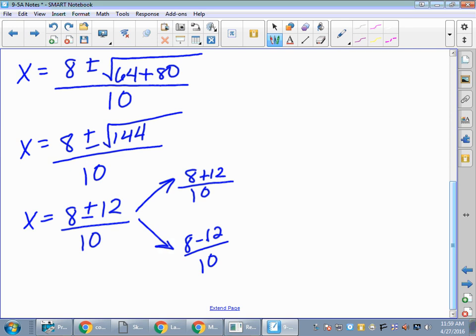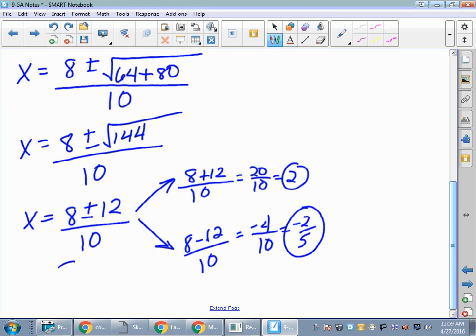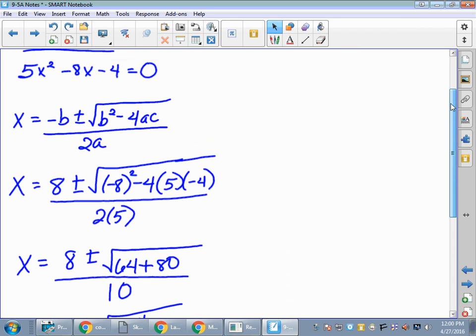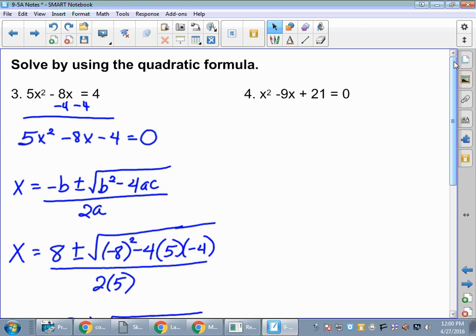8 plus 12 is 20. 20 divided by 10 is 2. 8 minus 12 is negative 4. Negative 4 divided by 10 is negative 2/5. So 2 and negative 2/5. All right, we got one more to do here. One more time. This one's all set up.